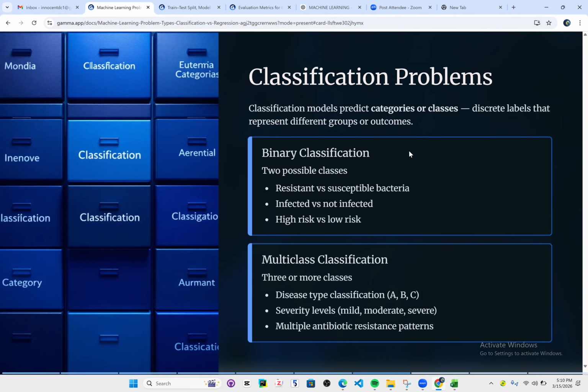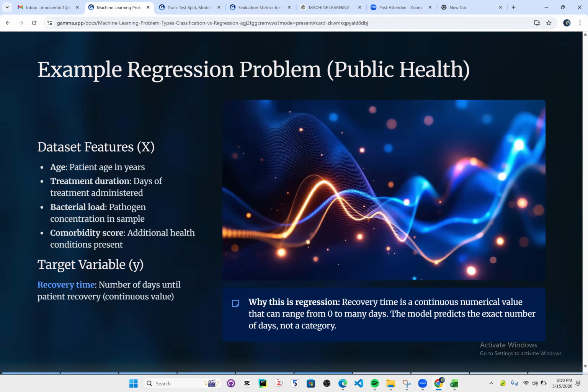And this becomes a classification problem because we're trying to pick out one category or class, whereas for regression we're trying to pick out a continuous numerical value. Okay.